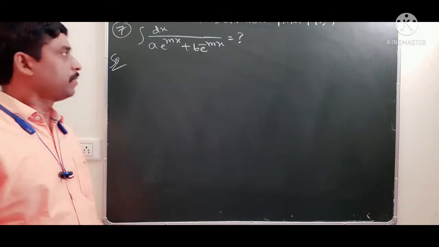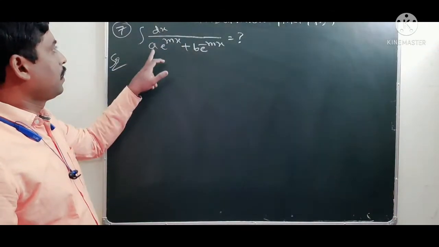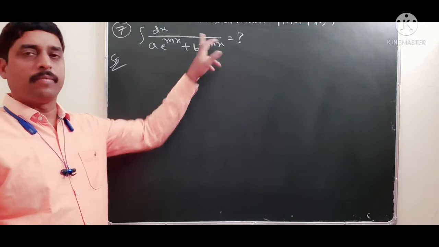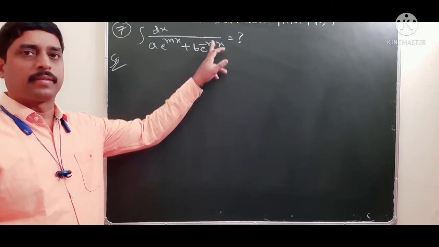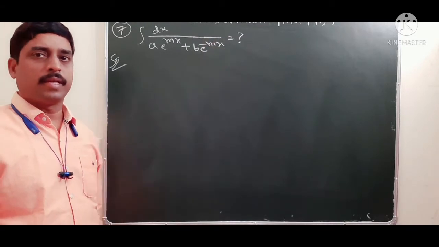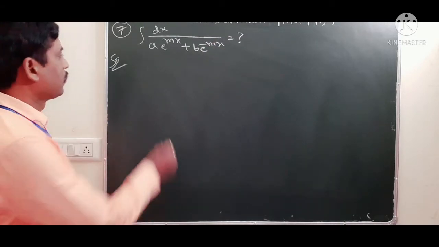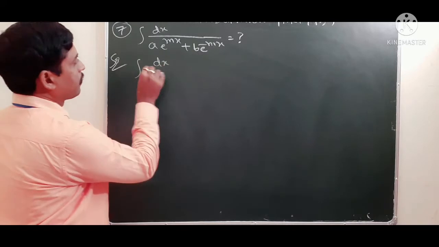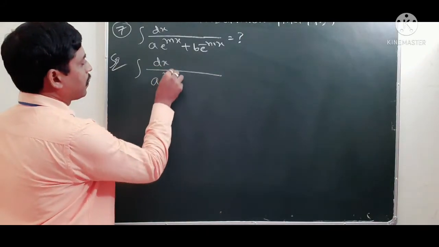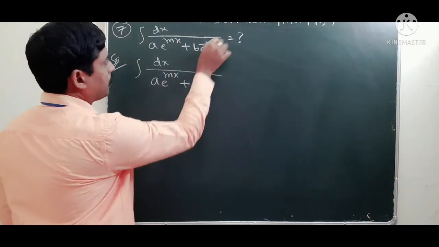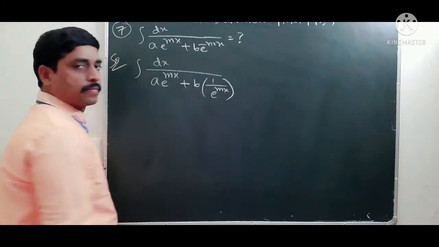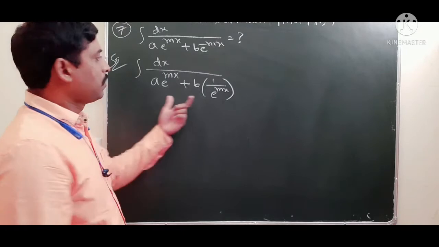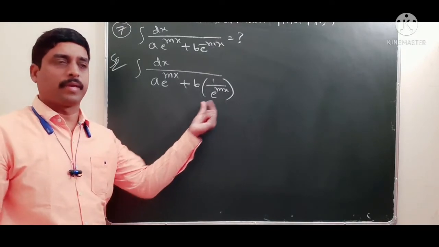Let us go to the next problem. Integral dx by a e to the power mx plus b e to the power minus mx. Okay. So e to the power minus mx can be written as 1 by e to the power mx. So let us do the LCM. What is the LCM? E to the power mx.